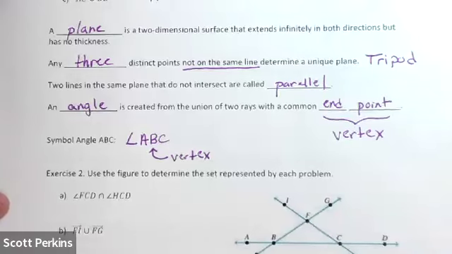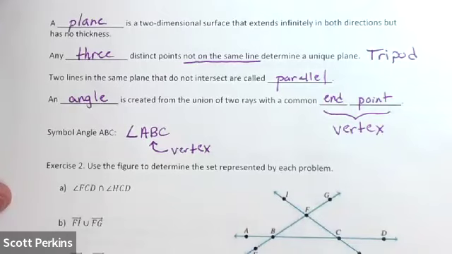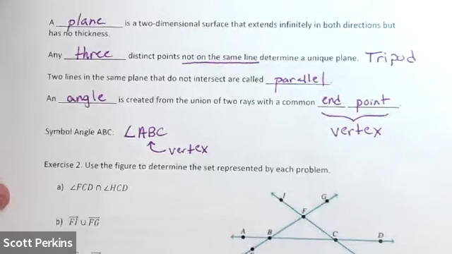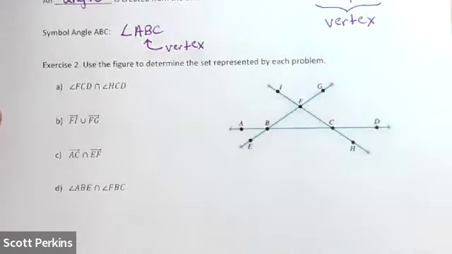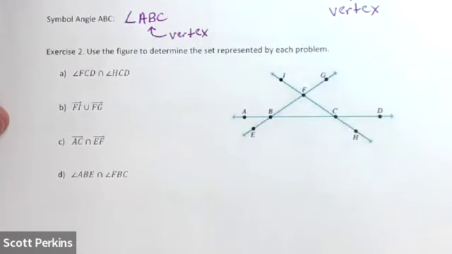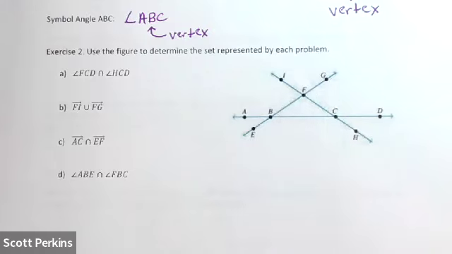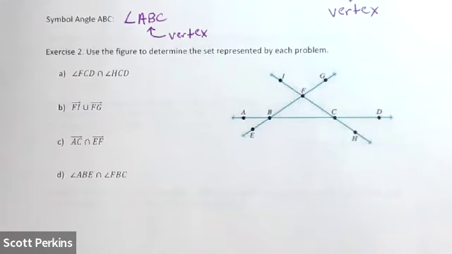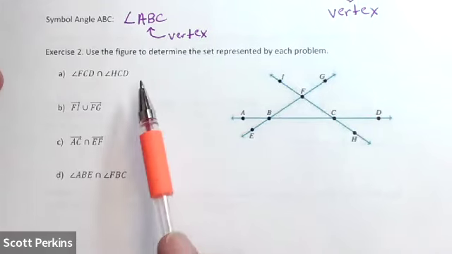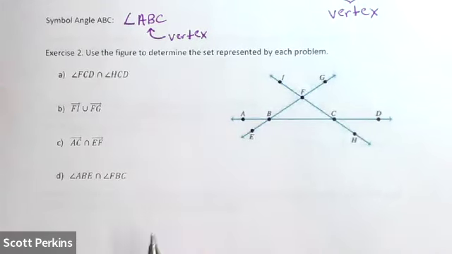Okay, so exercise two. I'm going to do the first problem, and then I'm going to give you the opportunity to work each of the successive problems here. So in exercise two, we're going to use this figure. We've got three lines that all cross each other. I've labeled lots of points, or the drawing that I picked has labeled lots of points. So we're going to use that figure to determine the set represented in each problem.